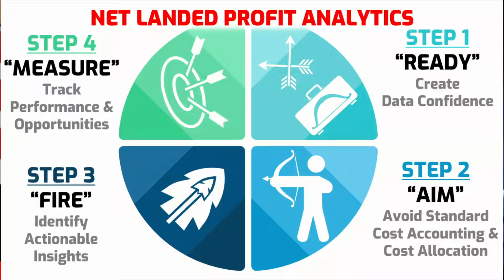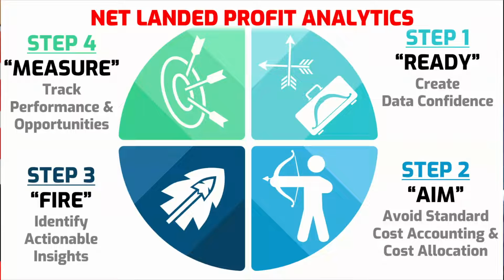So let's level set for folks where we're at in this conversation. This is actually the third in the series, and the series will go on and on. But today we're talking about step 3, fire. We've already gone through the whole concept of what net landed profit is. It's a way to do transactional level accounting for the cost of this per SKU or per customer or any sort of dimension you want to look at.